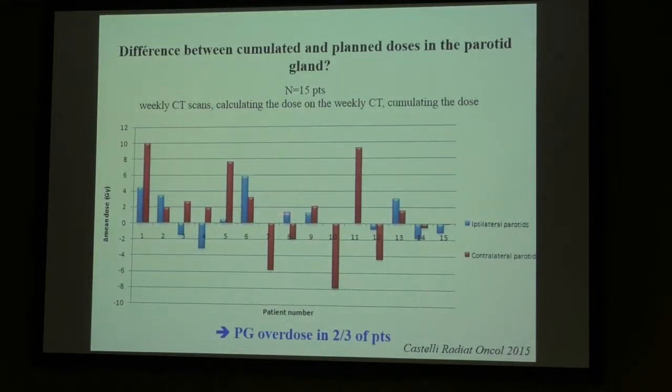So in this series of only 15 patients, but they had a weekly CT, we were able to quantify here, for each patient, the ipsilateral and the contralateral parotid gland, to show that for some patients the parotid glands are really overdosed. And some of the parotid glands are also, and this is good news for the patient, underdosed, which is quite complex.